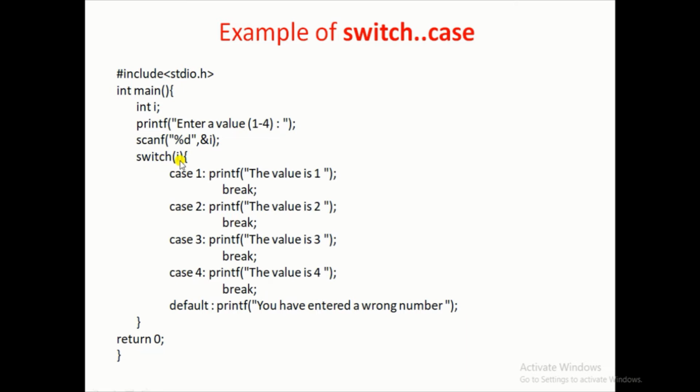If the user enters a value, suppose it is 2, the value of i equals 2. It checks with the first case, where the label is 1. It is not matched with the value of i. So it checks the next, where the value of i equals 2 and it matches that case. It executes that statement, prints the value is 2, and breaks. So we get the message: the value is 2.